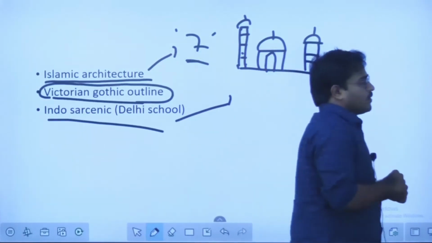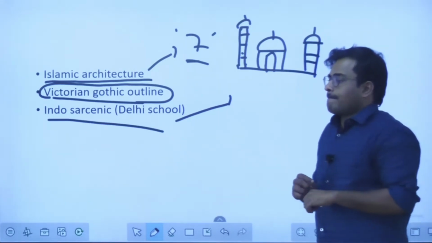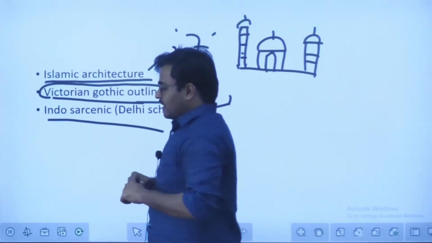Indo-Saracenic architecture, Delhi School of Architecture, it is a very, very important question, sir, this year. Urban outlay of Delhi.